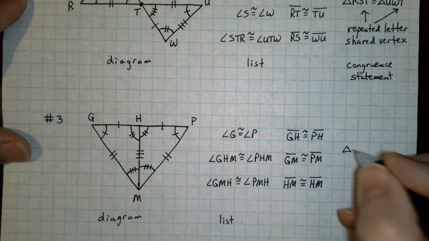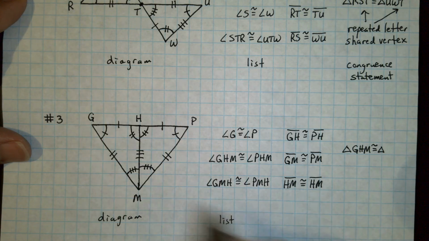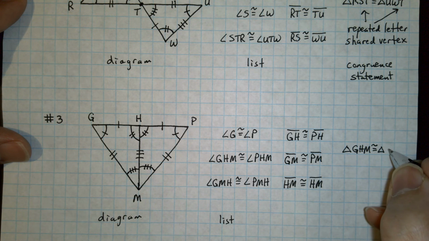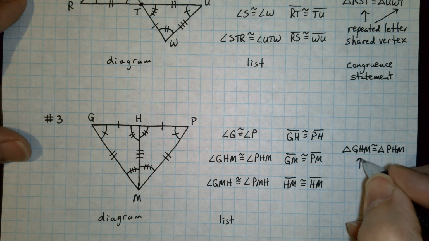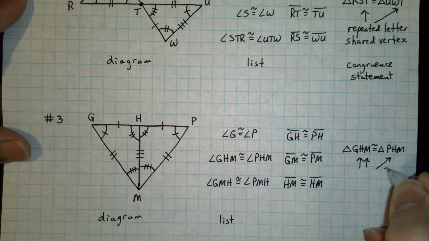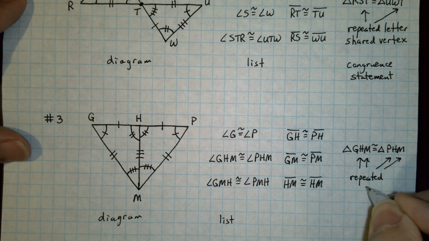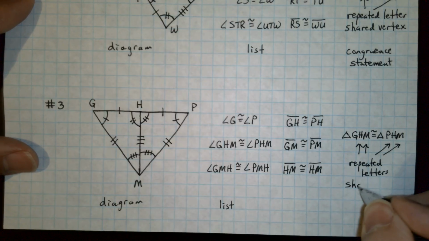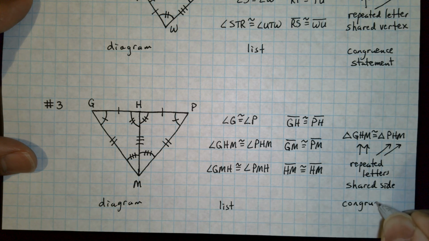But we do have to make that statement here in the list. Our congruent statement will now have two letters repeated. GHM went 1, 2, 3 on the angles. Over here, that's PHM. HM is repeated. Two letters. It means we have a shared side for our congruent statement here. It shows that.